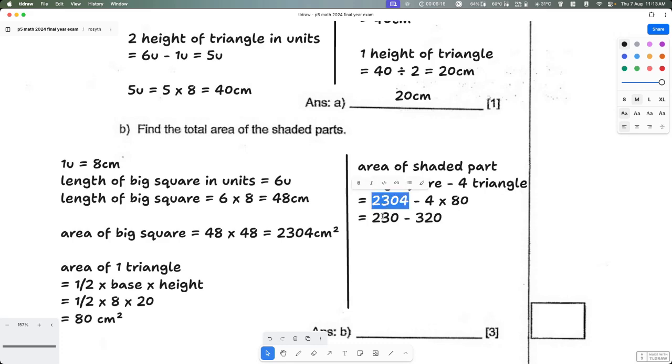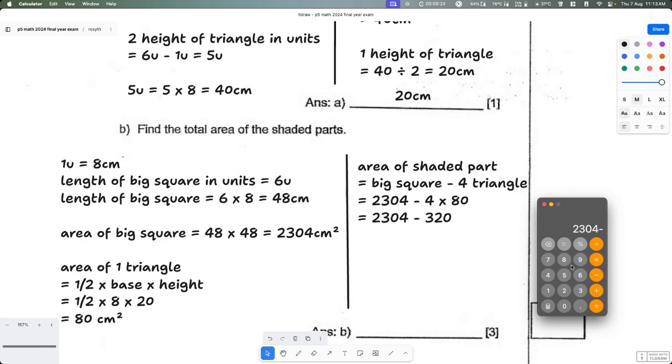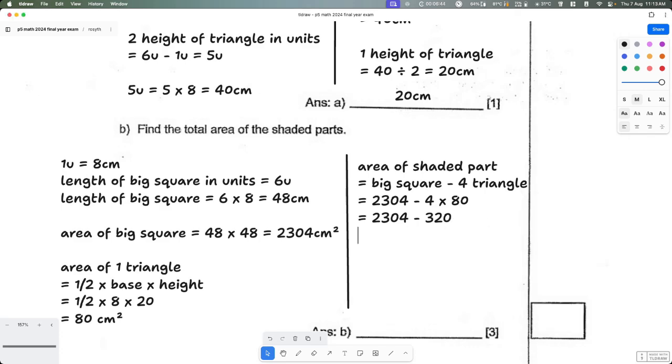Let's double check our calculations. 4 times 80 will be 320. The triangle is half, 0.5, times 8 times 20, which is 80. So 2304 minus 320 gives us 1984 centimeters squared. And that's it. There you go, this is the answer.